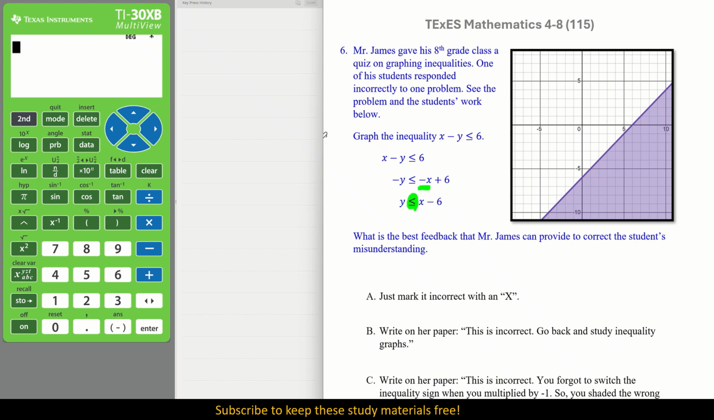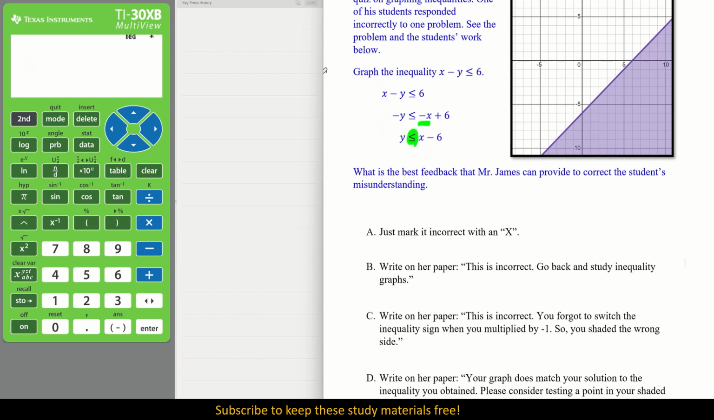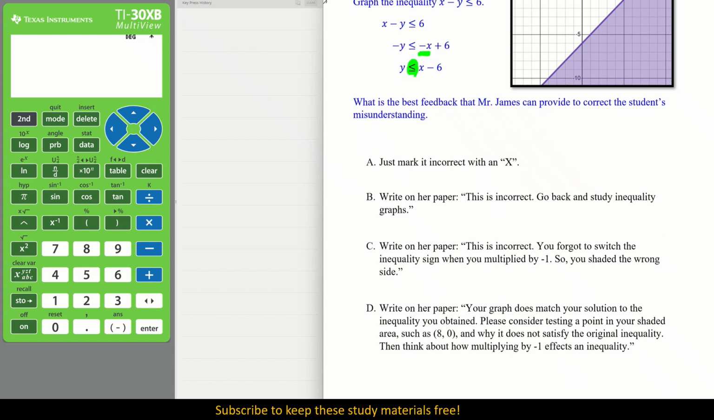What is the best feedback that Mr. James can provide to correct the student's misunderstanding? Okay, let's see what they have to say here. There's a couple ways to handle this. What are they gonna say? Just mark it incorrect with an X. Oh, don't do that.